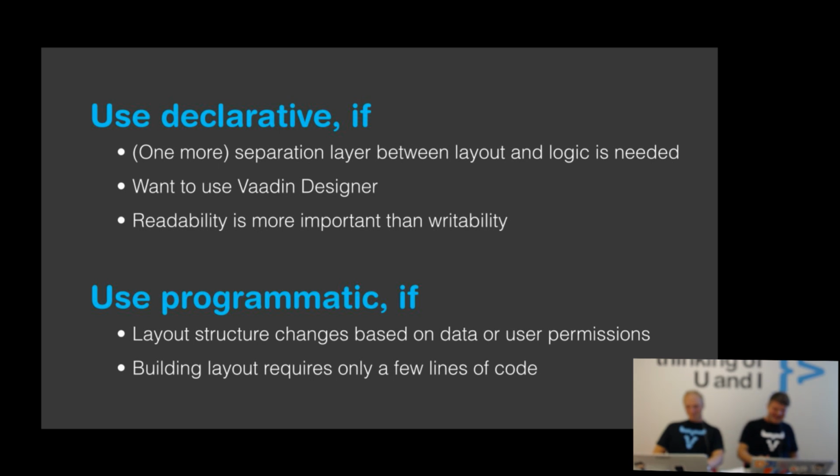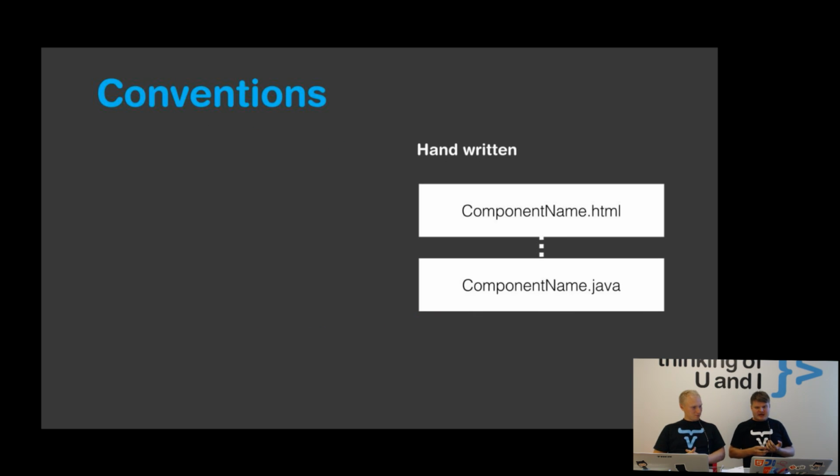So the question comes, what would be the best practices for actually organizing your code and naming your code? When you're writing things by hand, I would say that the best way of doing that is to have exactly one file named HTML and one Java file with exactly the same name. This is actually the default that the design root expects. And it's a simple and nice separation between the layout and the code.